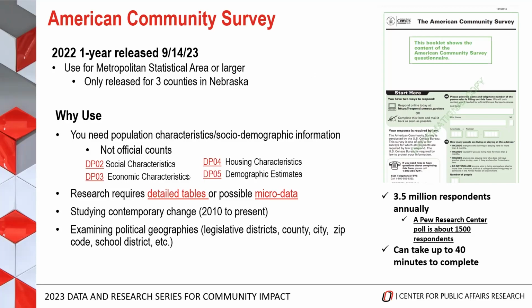If you're trying to get a sense of what the American Community Survey has, this is a great place to start. You might also use this if you want more detailed tables or microdata. You really want to get more information about folks. You're studying contemporary change over time. This is a long-term survey, so you can go back to 2010. And you're examining political geographies: legislative districts, counties, cities, zip code, school district. They're going to release data at these geographies that we're really used to thinking about.